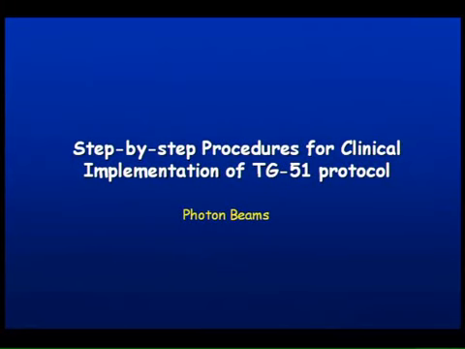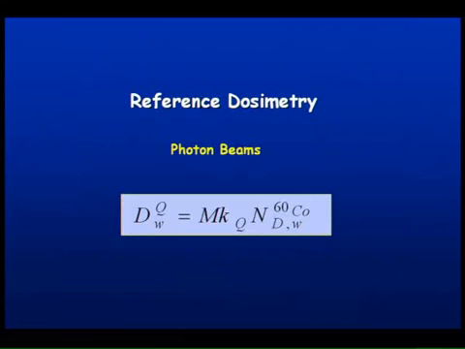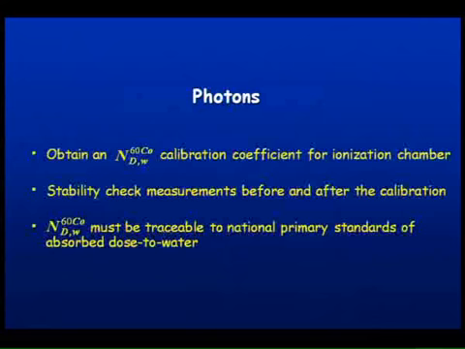Let's move on and talk about the step-by-step procedure for the clinical implementation of the TG-51 protocol. Start with photon beams. The basic starting point is our equation. The first step, obviously, after you have decided which chamber you want to use, is to send your chamber to an accredited dosimetry calibration laboratory to obtain your N_D,w cobalt-60 calibration coefficient.